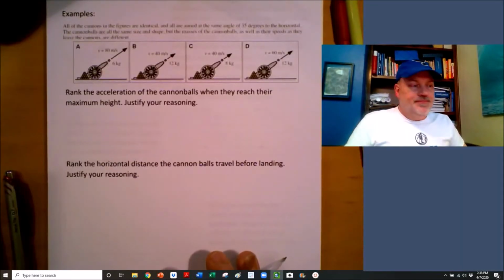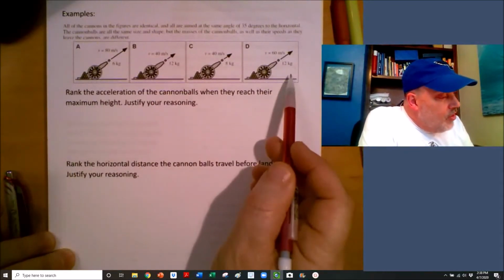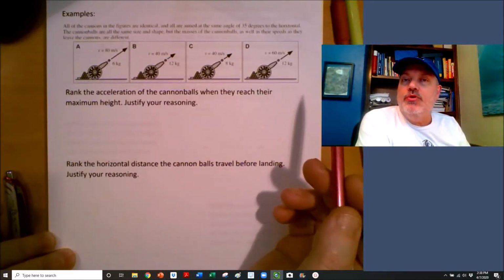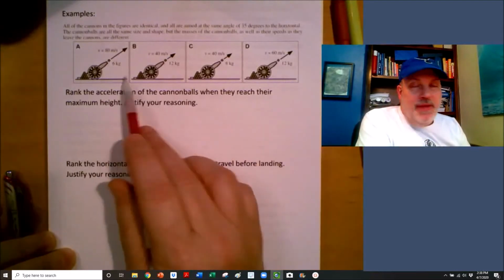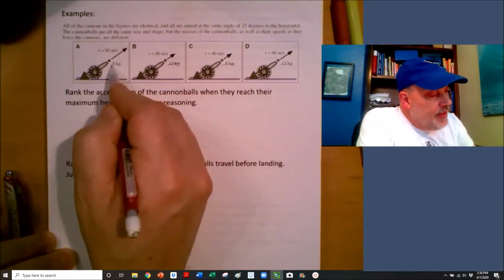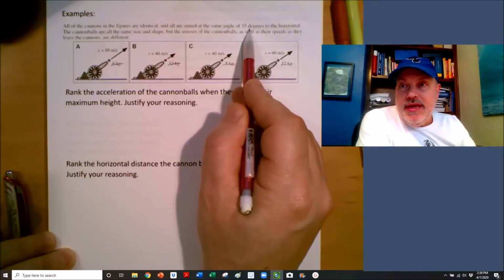Here's our next one. So in this particular problem, we have a cannon that's firing all of these cannonballs. They have different masses, but we already know for projectile motion and kinematics that the mass doesn't matter, right? So that's irrelevant. We can cross that out right now. They're all launching at a 35-degree angle, so the angle is the same in each case.